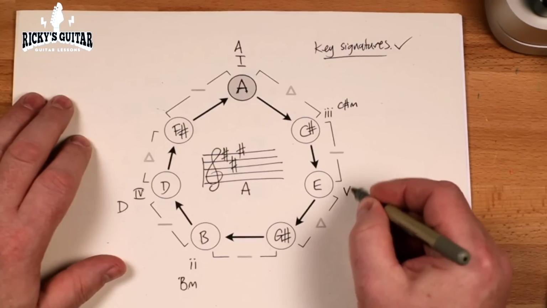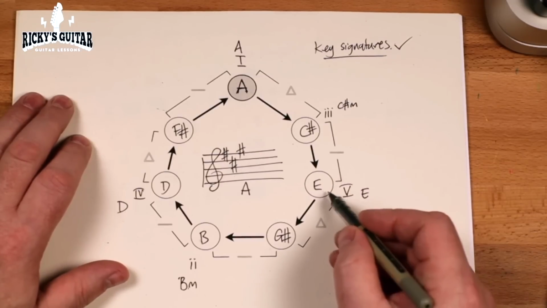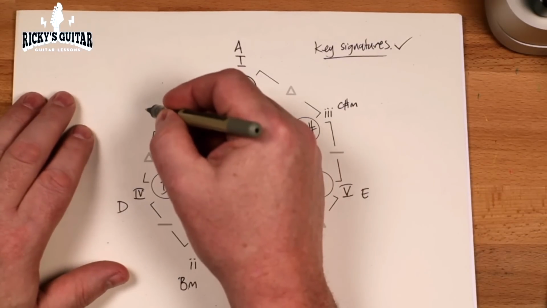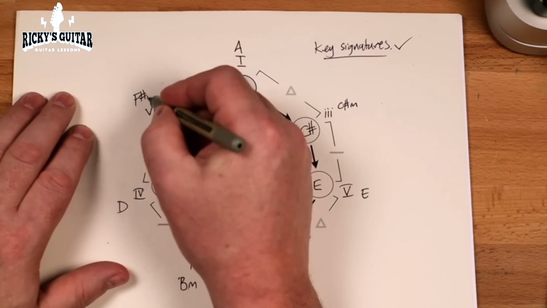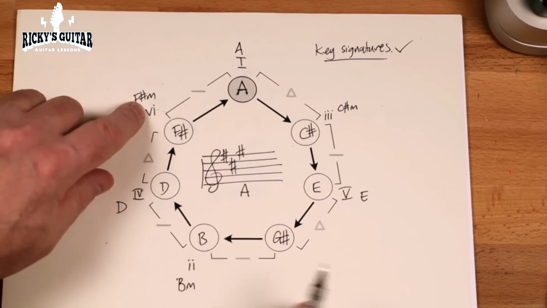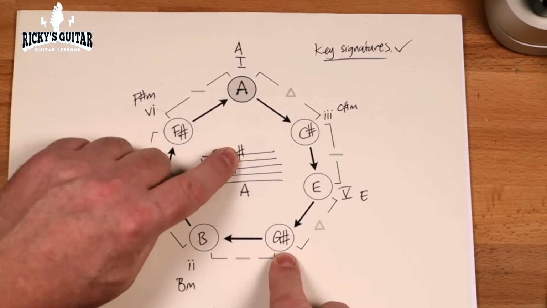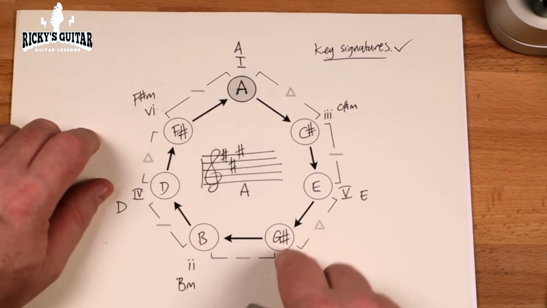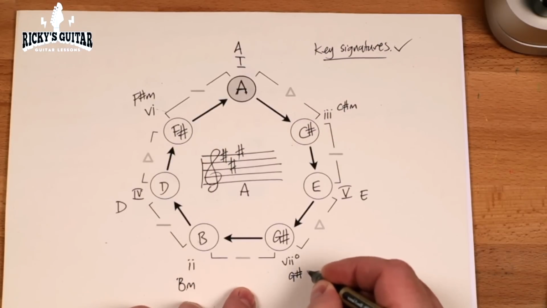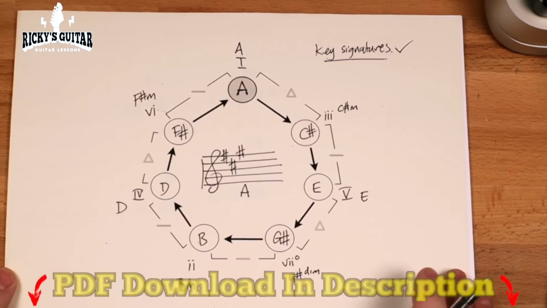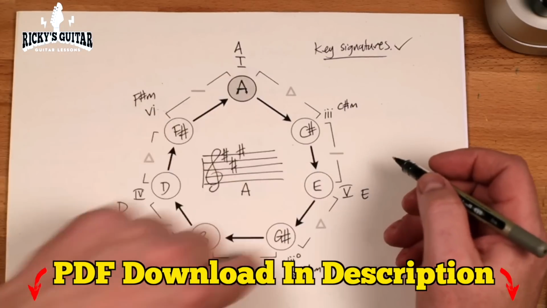Over to E, this is going to be chord 5, which is going to be E. And then we're going to go over to F sharp, which is going to be chord 6. But because we've got this lowercase spell in here, it's going to be F sharp minor. And we jump over to G sharp here. We can see that's the leading note, and that's going to take us back to A. So this is going to be G sharp diminished. There's the chords.